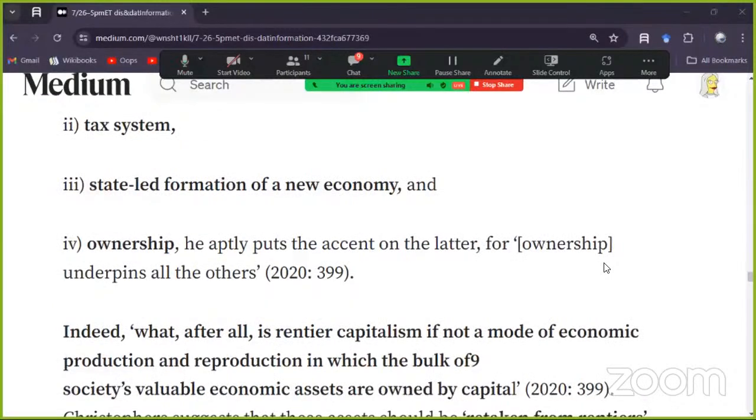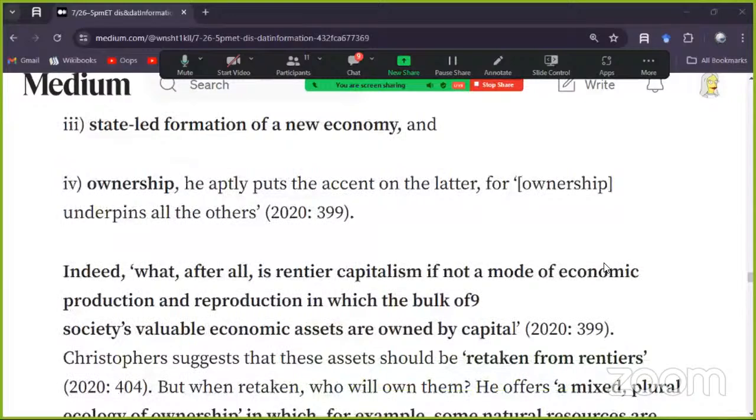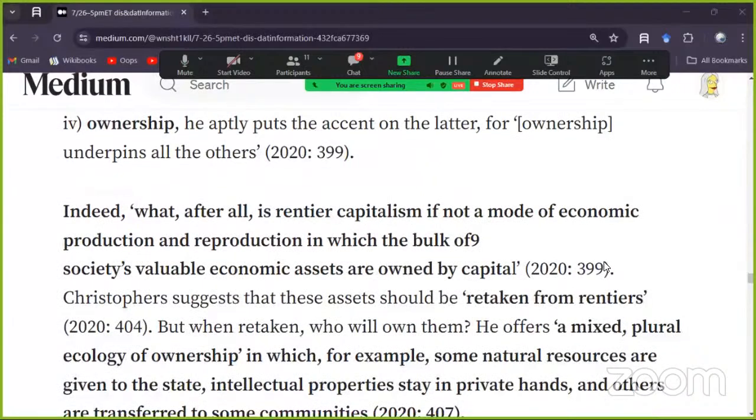Indeed, what, after all, is rentier capitalism if not a mode of economic production and reproduction in which the bulk of society's valuable economic assets are owned by capital? And this has to do with some very simple ideas, and I've mentioned the examples before, about water rights for Southern California that extend far beyond California, upstream versus downstream in that kind of resource, and then all of the variations on problems of air quality, for example, et cetera.